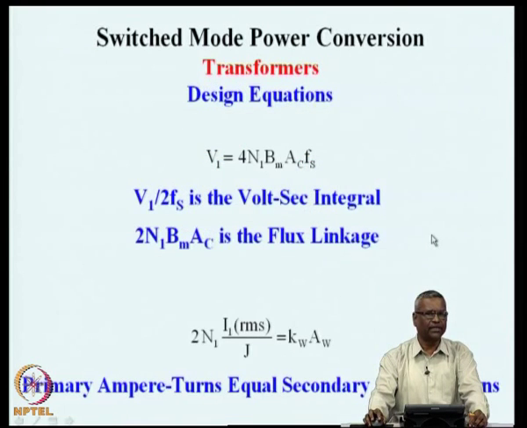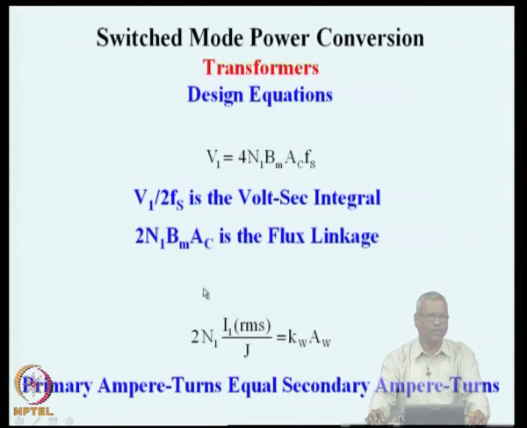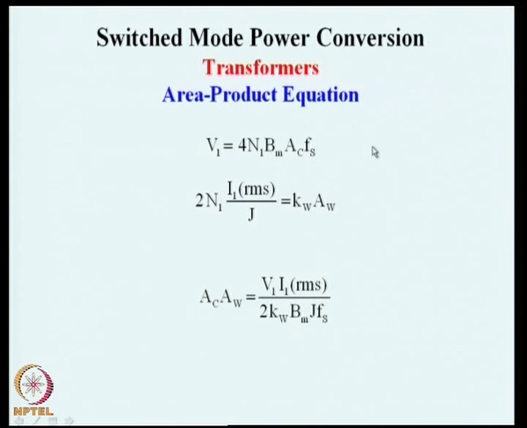Now, if we combine these equations, design equations, where the total number of turns multiplied by the cross sectional area of each of the turns is related to the window area and the voltage of excitation is related to the core area and frequency, and if these two equations are combined together, we get the most important design equation for a transformer, which is called the area product equation.